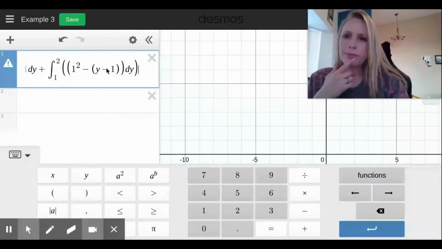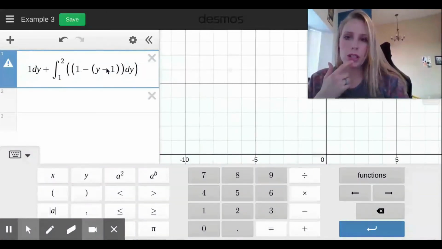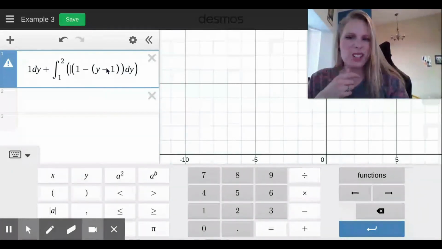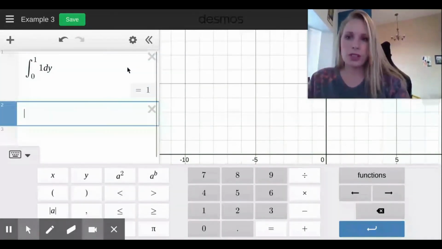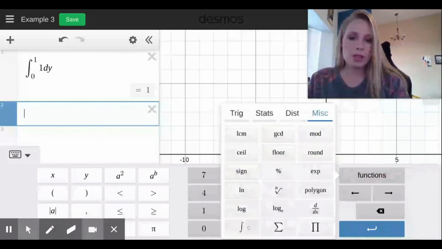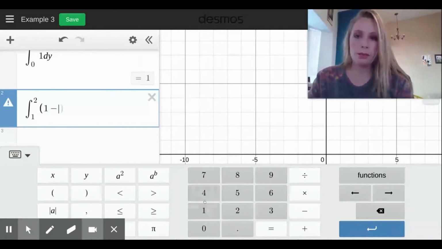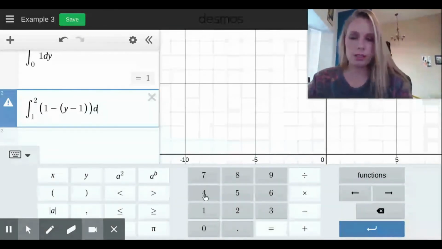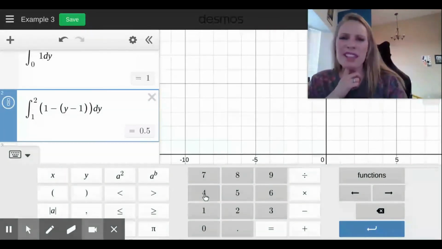Why is it unhappy, guys? What did I do wrong? Well, we know that that's just a 1 dy. Maybe I can't add them together in the same. That doesn't seem right, but let's see. Let's go down here. So we know that that is 1. That's going to be the integral from 1 to 2 of 1 minus y minus 1 dy, 0.5. I don't know why it didn't let me do them together. I must have added something wrong.